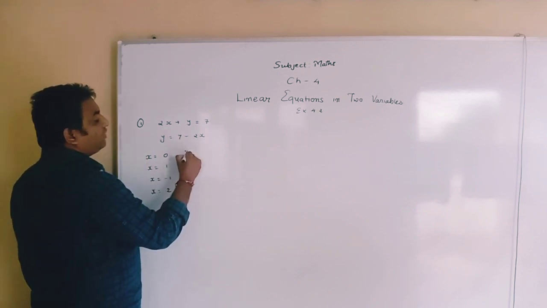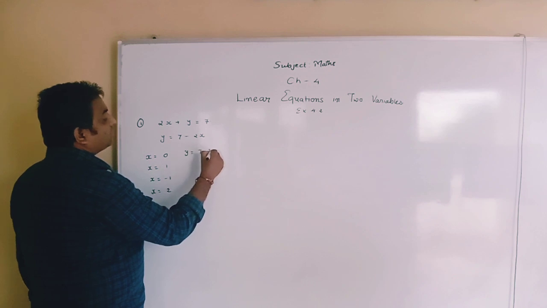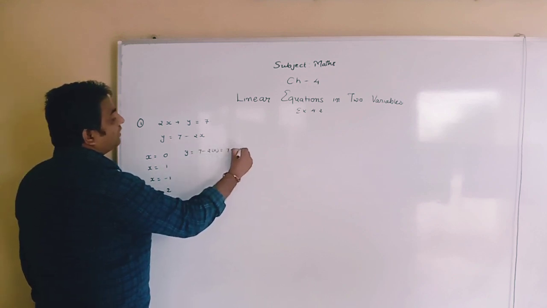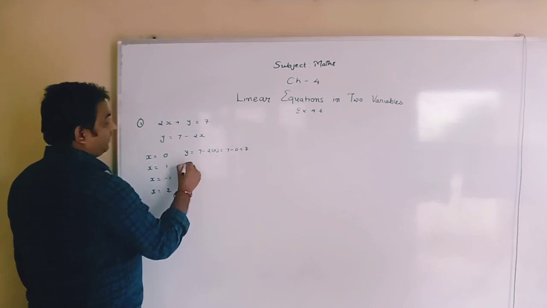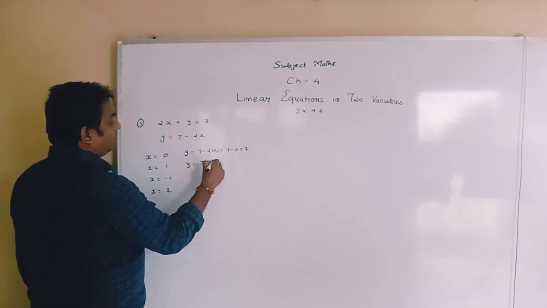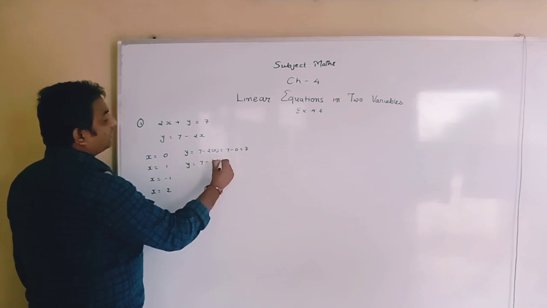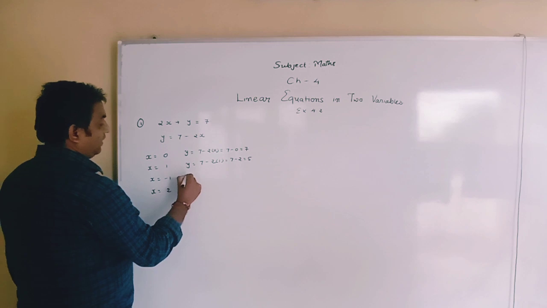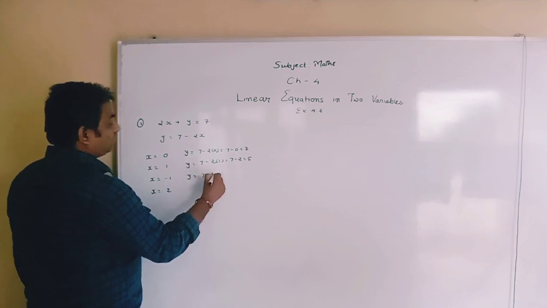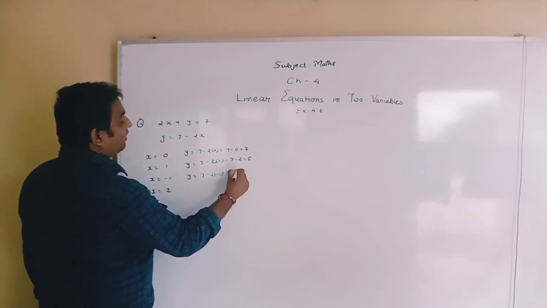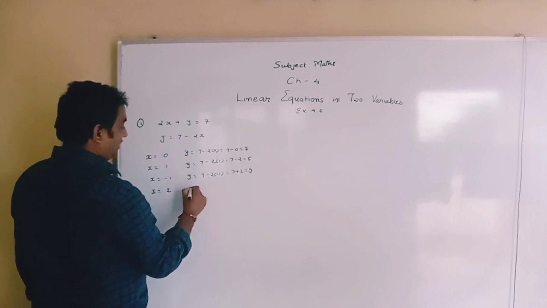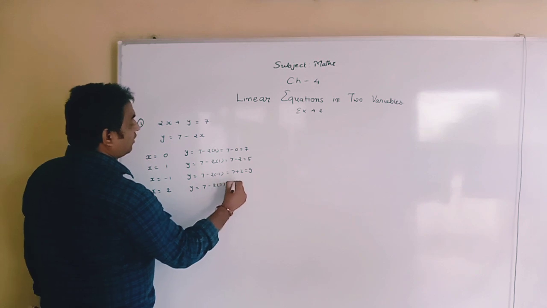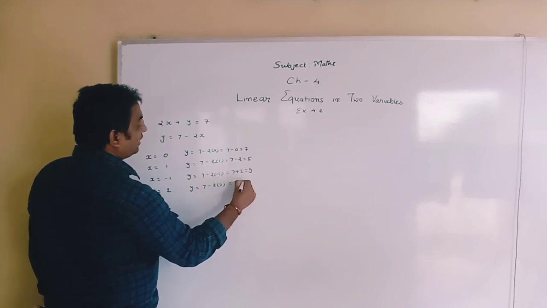So for the y value, I will get 7 minus 2 into 0, then 7 minus 0, that is 7. Then y equals 7 minus 2 into the x value 1, so 7 minus 2, that is 5. If x is minus 1, y equals 7 minus 2 into minus 1, so 7 plus 2, that is 9. And y equals 7 minus 2 into 2, so 7 minus 4, that is 3.